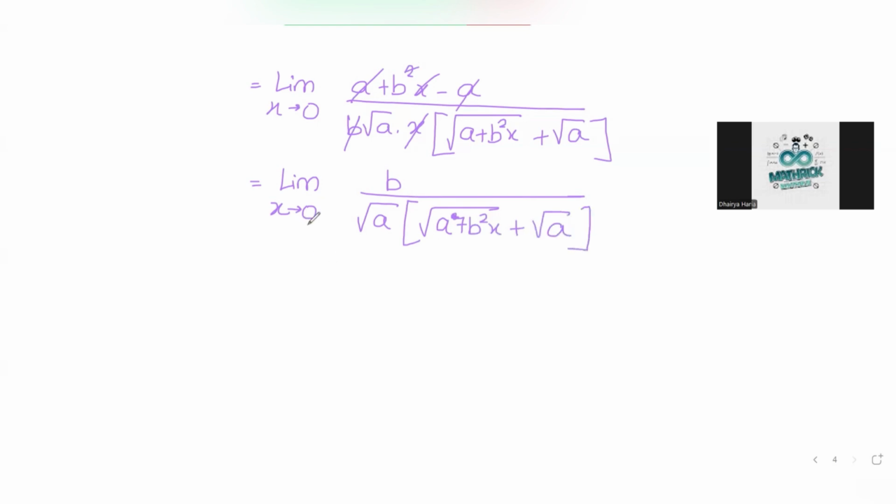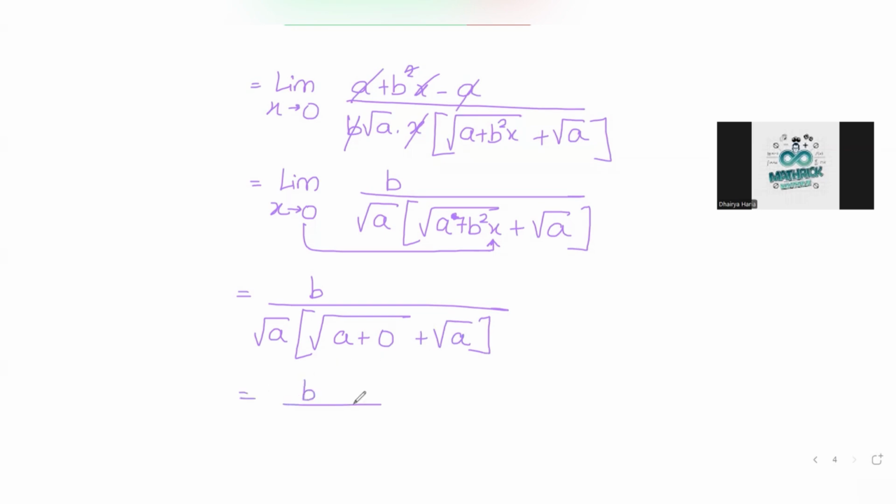Now further, if I just put x as 0 here, what I get is b over root a into square root of a plus b square into 0, which is 0, plus square root of a. So what I get is b over root a into root a plus root a, which is 2 root a. So I get from here b over 2 square root of a into square root of a is a. So I get b over 2a. So that is the idea for the limit.